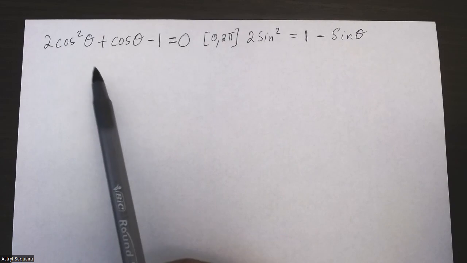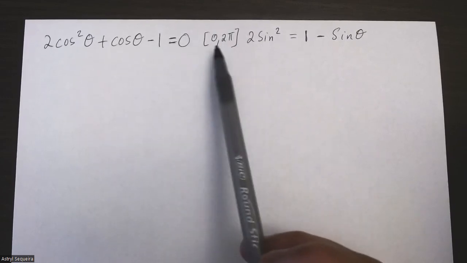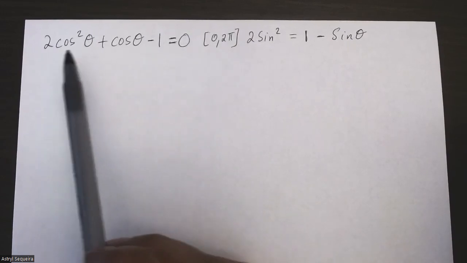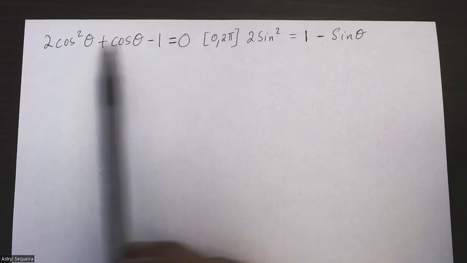All right, so in this video, I want to solve these quadratic trig equations between 0 and 2 pi. So let's start with the first one over here. This, as you can see, is a trinomial. So we need to factor it.